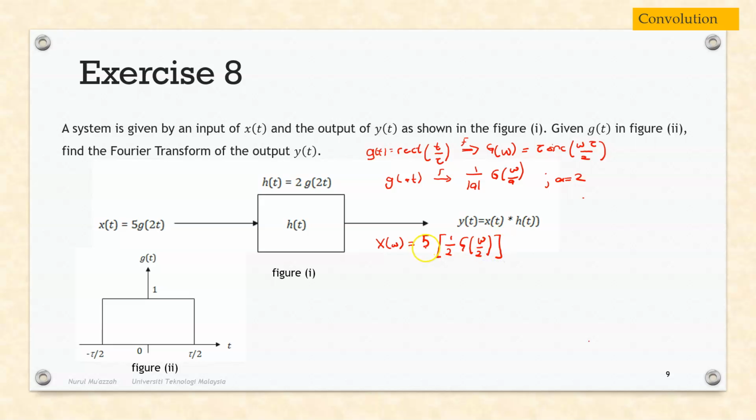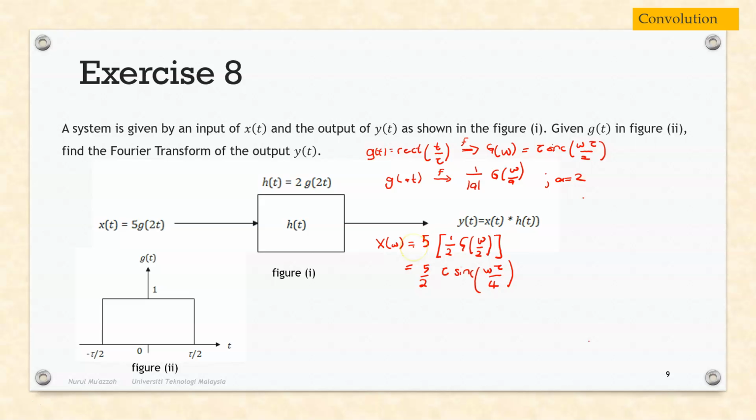Okay, so why 5 here? Because x omega is 5 multiplied by g2t. So for g2t, we just use this formula. So a equal to 2, so this one is 1. Sorry, this one should divide by a, so divide by 2, g omega divided by 2. So from here, you can further solve this. This one will become 5 divided by 2 tau sinc, and omega here you change to omega over 2. So this one will become omega tau over 4.